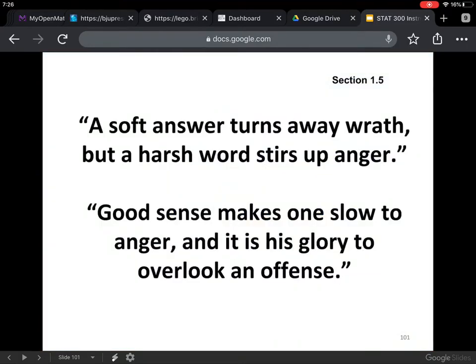A soft answer turns away wrath, but a harsh word stirs up anger. In other words, good sense makes one slow to anger, and it is his glory to overlook an offense, is another proverb. But the idea is that if you do go sampling, make sure that you don't get on the wrong side of people. Just ask them the question. If they don't want to answer it, don't push them. And be a good statistician in that sense, okay? Again, just be humble about it, collect your data, and move right along.